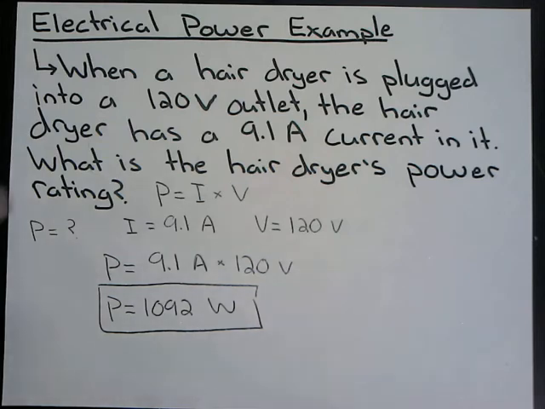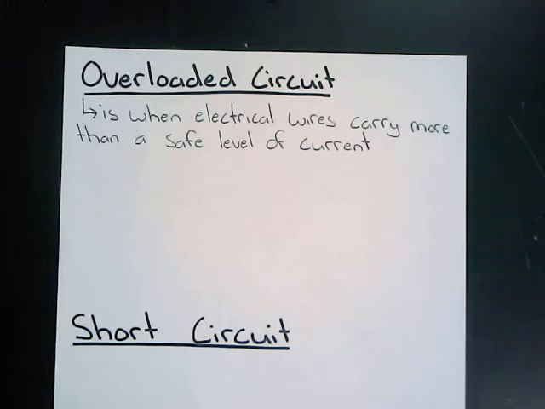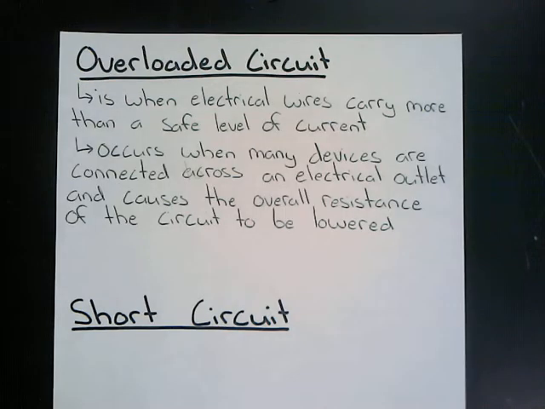So kind of a concept here that goes hand in hand. And so we start out here with an overloaded circuit. Well, an overloaded circuit is just when electrical wires carry more than a safe level of current. And an overloaded circuit is going to occur when many devices are connected across an electrical outlet and the overall resistance of the circuit is lowered. Now, the danger of an overloaded circuit is this: the high current in an overloaded circuit could cause a fire.